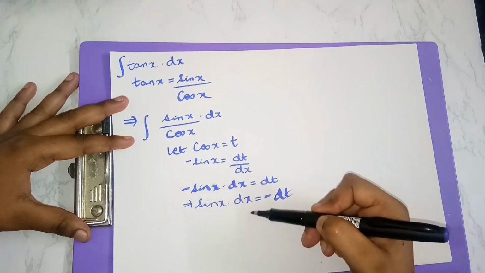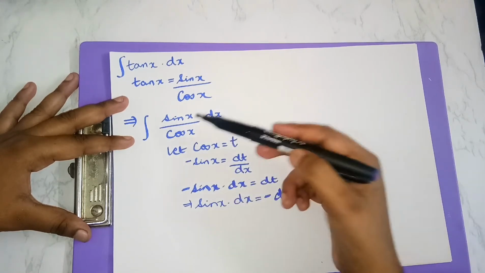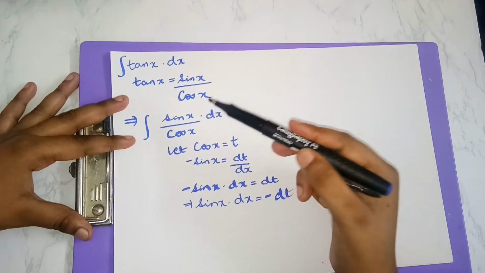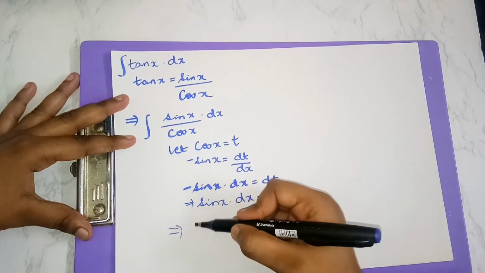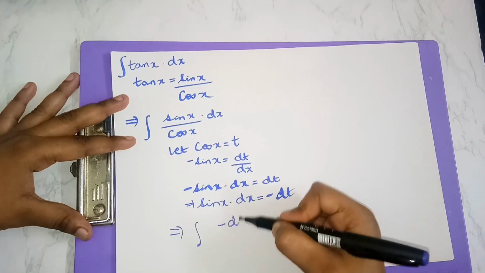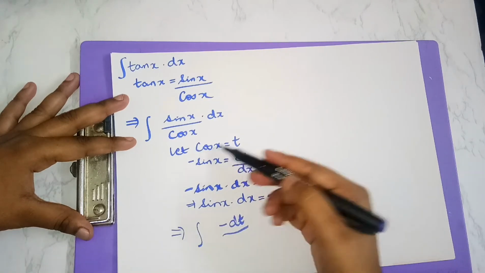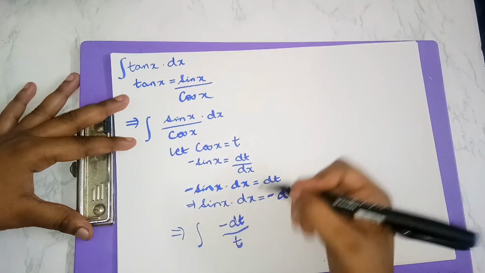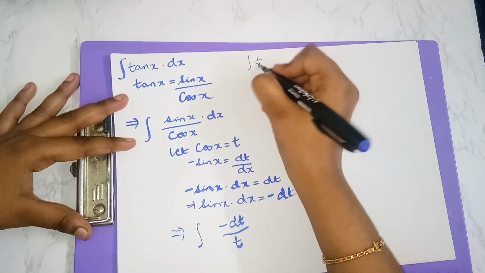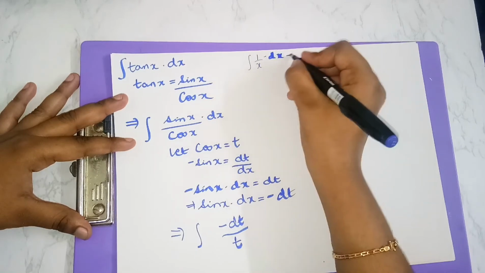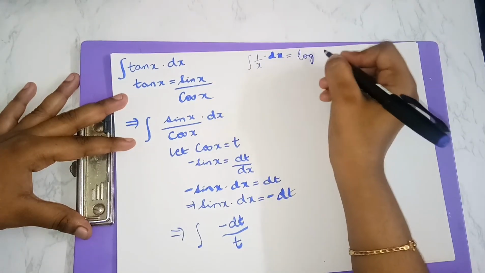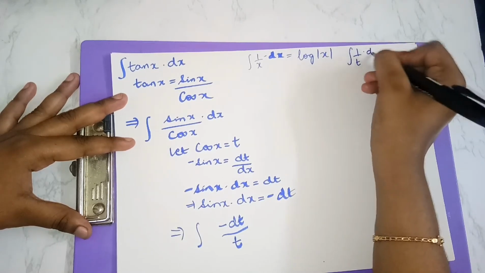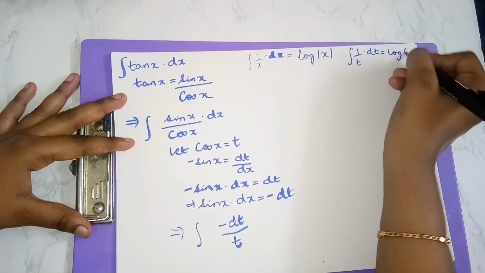As you can see, this part of the equation is similar to the numerator of the given integral, so we're going to substitute this part in the given integral. That implies integral minus dt divided by cos x becomes t. Now we know that integral of 1 by x with respect to x is log x. Similarly, integral of 1 by t with respect to t will become log t.